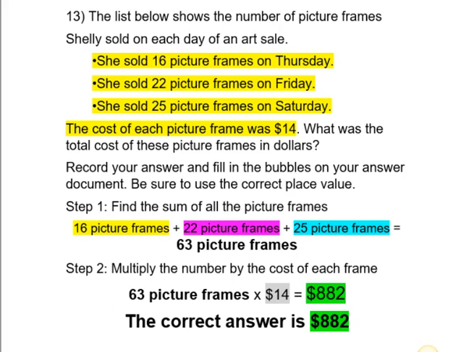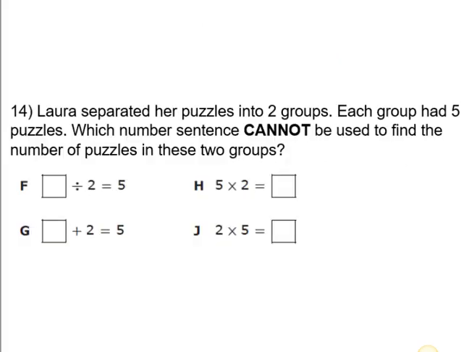Let's move to question number 14. Laura separated her puzzles into 2 groups. Each group had 5 puzzles. Which number sentence cannot be used to find the number of puzzles in these 2 groups? We have F, a square divided by 2 is equal to 5. G, a square plus 2 is equal to 5. H, 5 times 2 is equal to the square. And J, 2 times 5 is equal to the square as well.